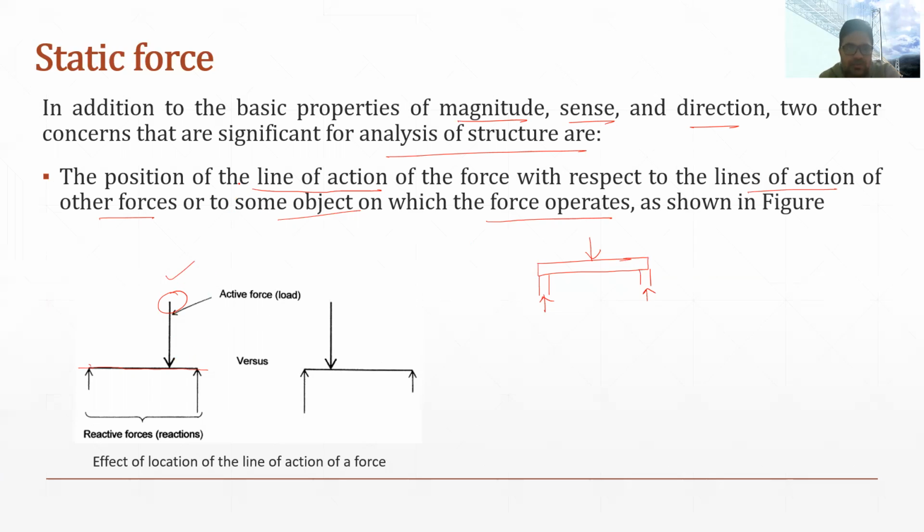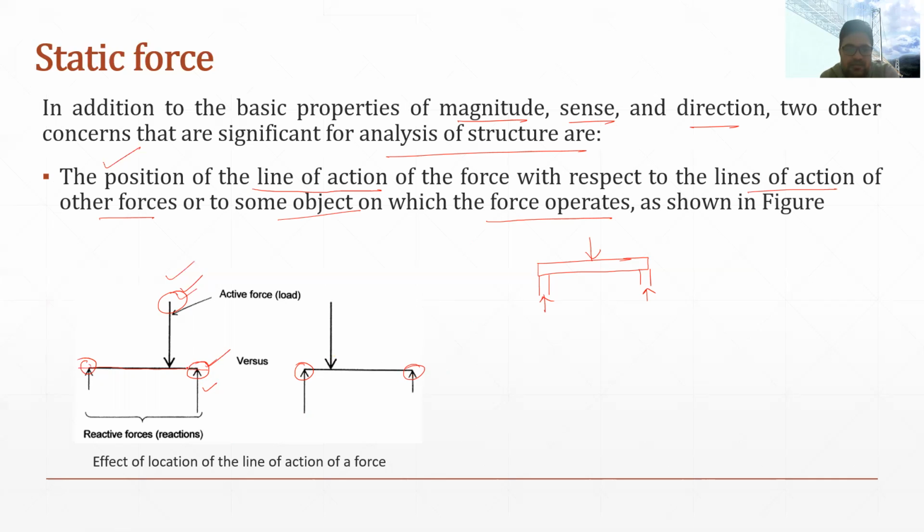Now the statement is about the position of the line of action. In the first case, you can see the line of action of this active force is near to this end, and because of that the reaction at this end is higher than the reaction at the other end. Why is it happening? Because the active force is near to this end, the reaction is higher. Similarly, if the line of action is near to the other end, the reaction will be higher there, and the reaction on the far end will be low.